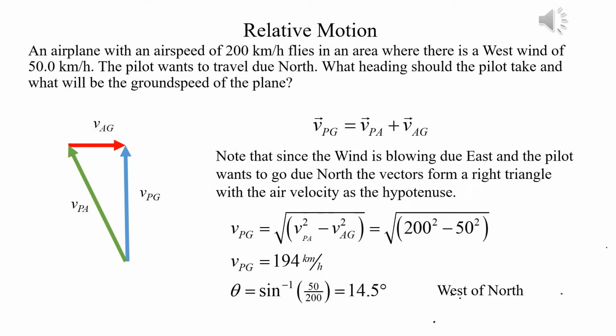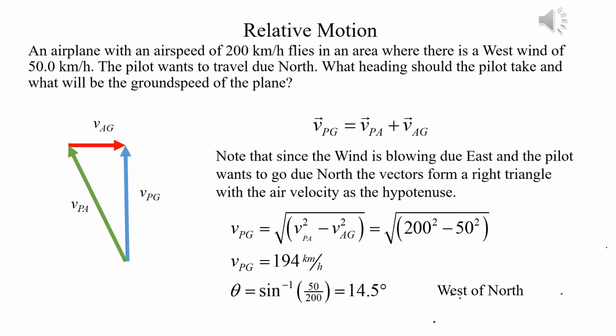Now to get the angle that the plane must point, we take the inverse sine of the opposite side over the hypotenuse. Well, the opposite side is the 50 kilometers per hour for the wind. The hypotenuse is the 200 kilometers per hour for the airspeed. And then we get an angle of 14.5 degrees. So the plane is going to have to fly a heading of 14.5 degrees west of due north. And then he'll end up going due north with respect to the ground. And his ground speed is only 194 kilometers per hour.